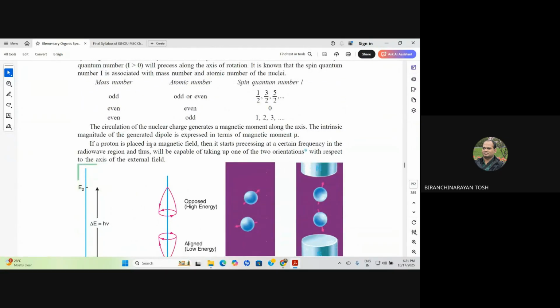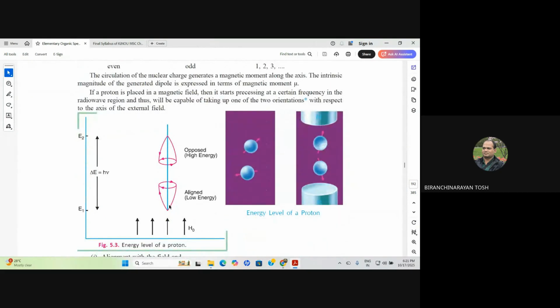So if a proton is placed in a magnetic field, then what will happen? In the absence of a magnetic field, this is the gyrational or precessional motion of the proton. When an external magnetic field is applied, the motion will be opposed, that means high energy. It will flip from this position to that position in the presence of the external magnetic field.